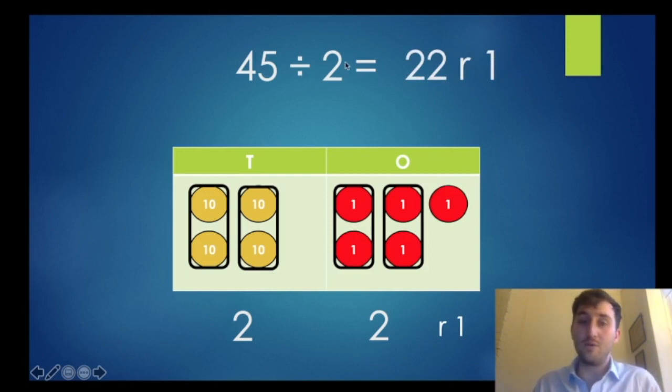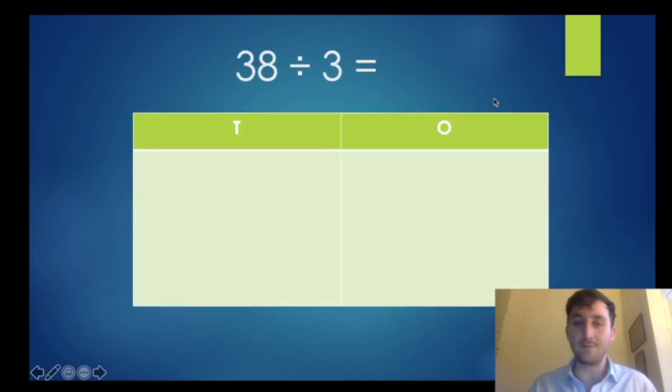Because I know that 1 is less than 2, we cannot have a remainder of 2 or more. It has to be less than this number. So it's got to be less than 2. 22, remainder 1. Let's look at the next one.